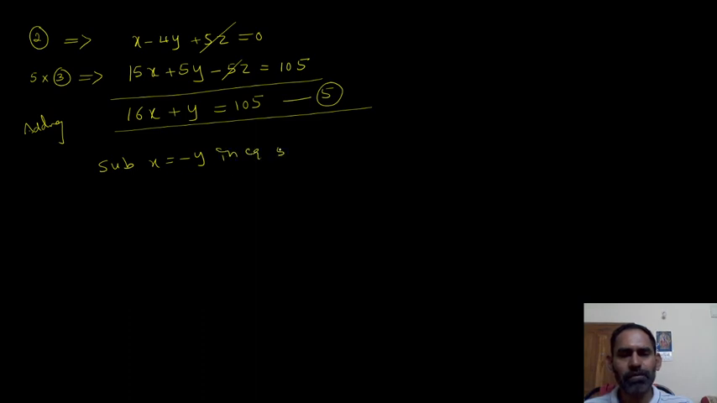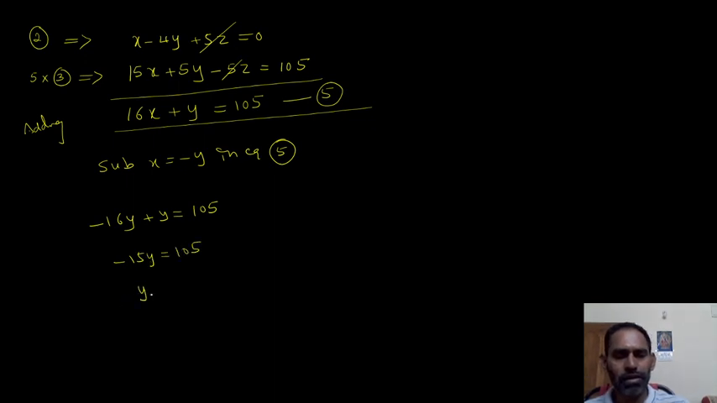In equation number 5, our aim is to find out x, y, after that z. Substitute here: minus 16y plus y equals to 105. This is minus 15y equals to 105. y equals to minus 105 by 15. This can be written as 21 times 5, so these cancel. That implies y equal to minus 7.